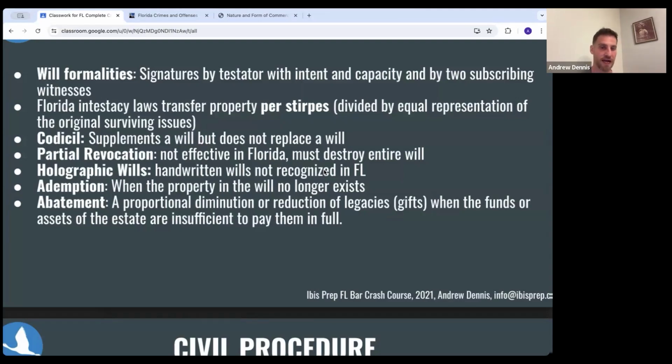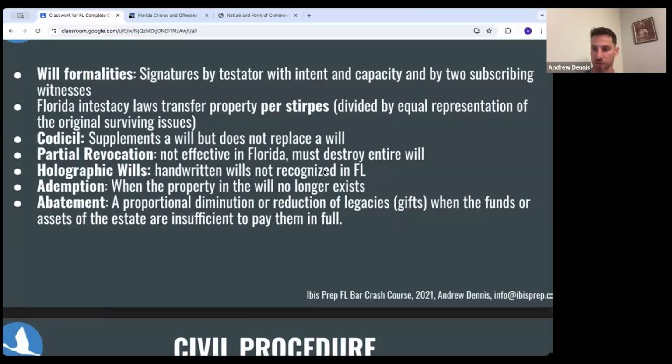Florida will not recognize a holographic will, so a handwritten will. I mean, we will recognize a handwritten will that complies with will formalities if there's 2 subscribing witnesses and all that. But if it's just simply a person handwriting a will, we're not going to recognize that. Some jurisdictions will, but not Florida. We will recognize wills that were validly executed in other jurisdictions when they're created.